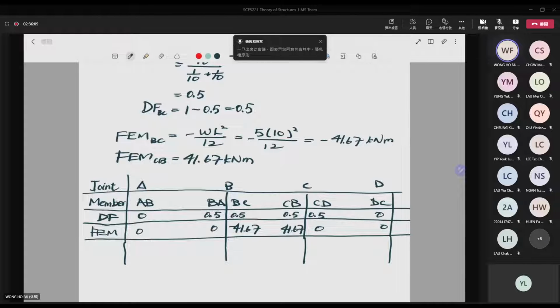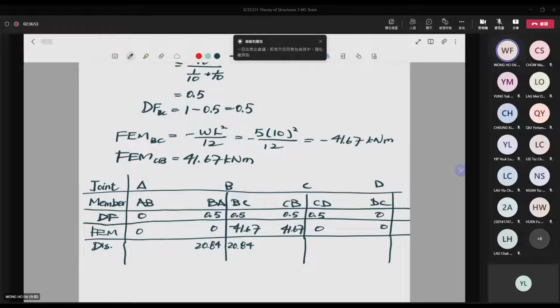So actually, if I have negative 41.67 right there, as I mentioned, I need to add back a positive 41.67 in order to balance the moment. So I will have the distribution among the two at the joint. So at the joint B, I need to add back 41.67 to the B in order to balance the moment. And then 41.67, I will multiply with these two: 20.84 on the left-hand side, 20.84 on the right-hand side.